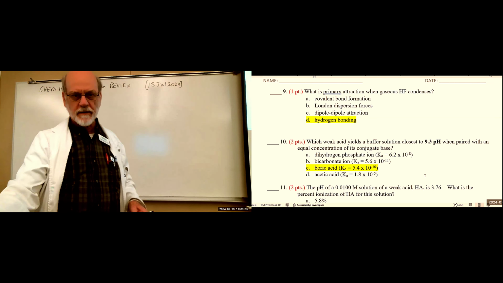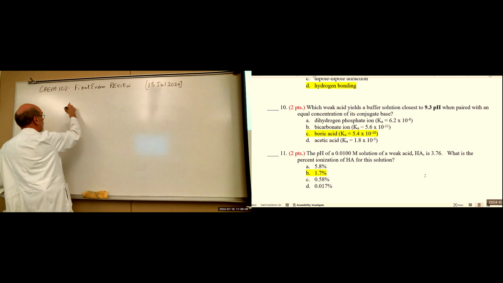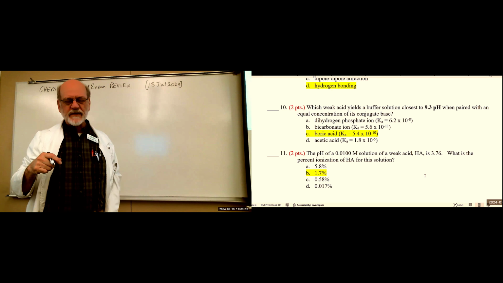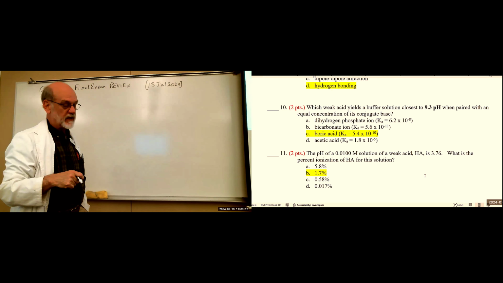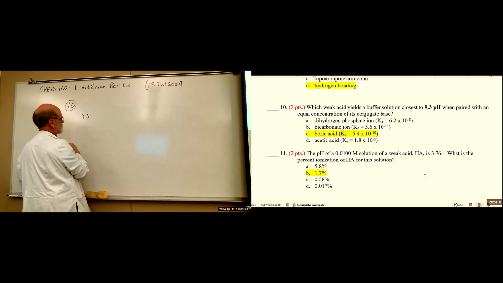Need to be made bigger. Let's see, number 10. Which weak acid yields a buffer solution closest to 9.3 pH? So we want a buffer at 9.3 pH.